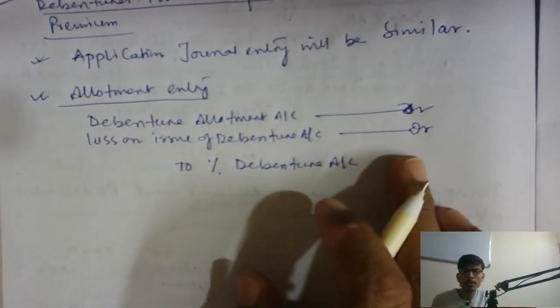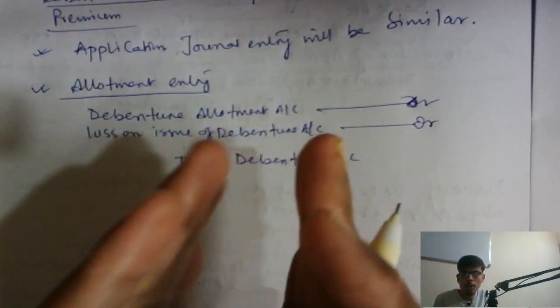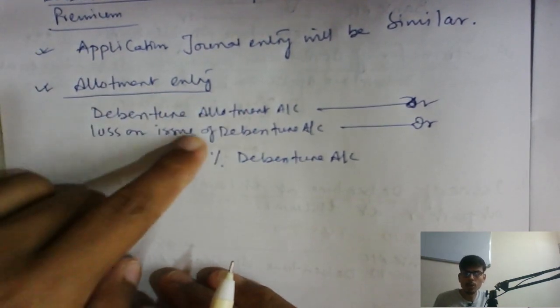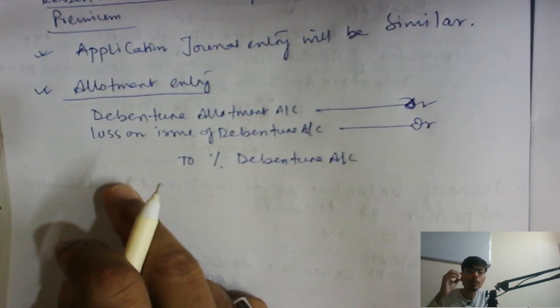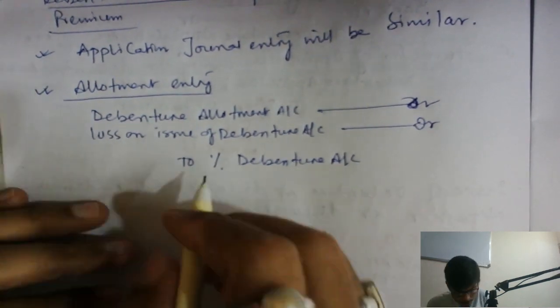Loss on issue of debenture, debit. Loss on issue of debenture account, debit. Debenture allotment account debit हो गया, loss on issue of debenture हो गया, correct? This is the premium amount which will be paid at the time of redemption of the debenture.